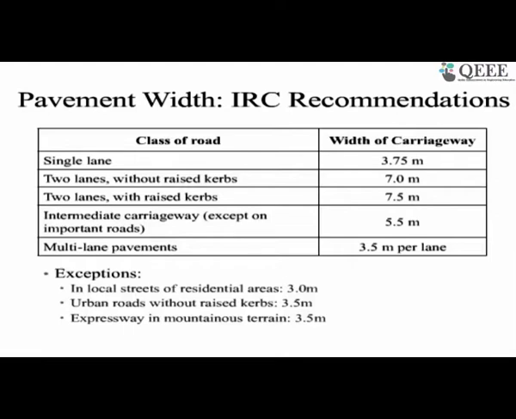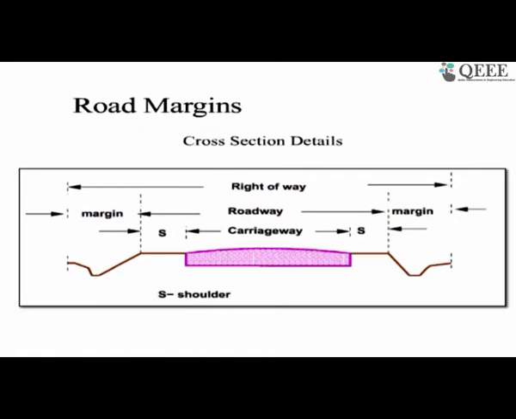So these are the pavement widths. Once we know the pavement width, let's look into the margins. As I told you, we have a carriageway through which the vehicles are traveling. Apart from that, on either side of the carriageway, there is a shoulder. This is for safety. In an emergency, the vehicle can stop there. So altogether, the shoulder and the carriageway are called the roadway width, because the shoulder can be used as a roadway.